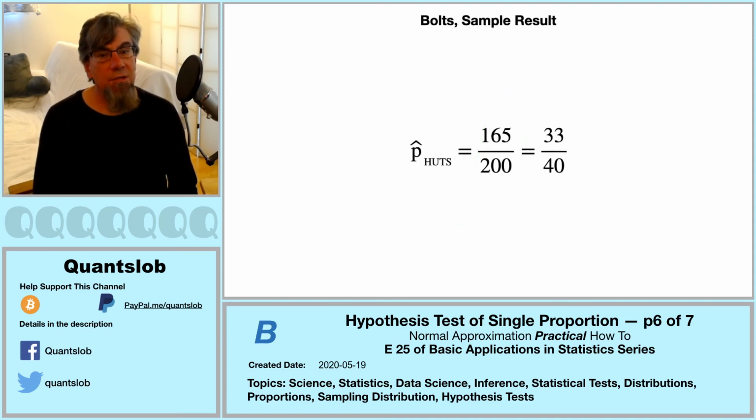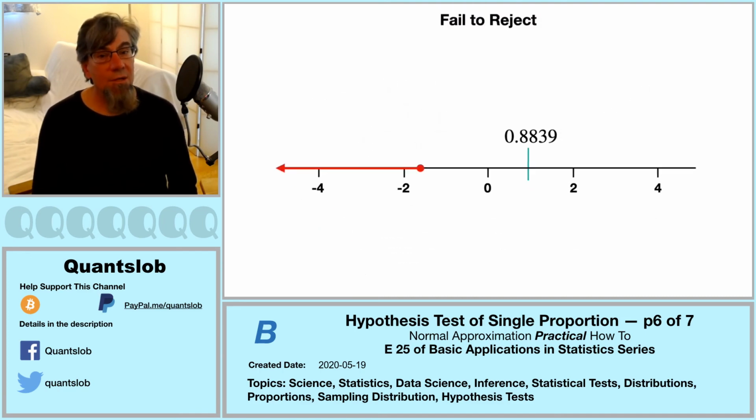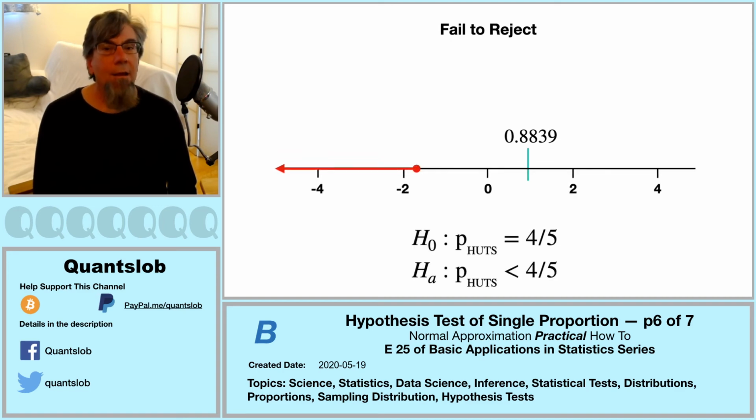So let's say, for the sake of example, after we randomly select our 200 bolts and perform our quality test, that 165 have high UTS. So now we plug our hypothetical parameter value 4/5, our sample size 200, and our sample statistic 33/40 into our trusty equation and get something about 0.8839. Here, our test statistic does not land in the critical region, and we hence fail to reject the null hypothesis. That is, we do not conclude our bolt-making machine is underperforming, or if you like, we do not conclude that our batch run is substandard.